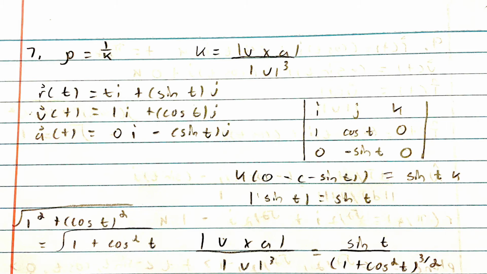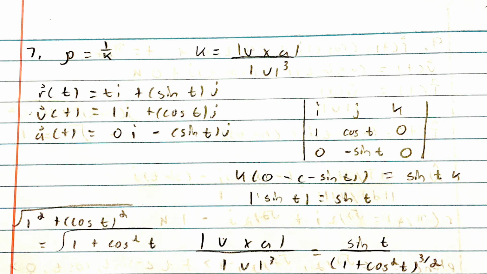And now we need to cross the v and the a vectors. So we set this cross product up here. The cosine is going to cancel out with the 0 due to cofactor expansion, and you're just left with sine t k. But we only need a magnitude for this equation for kappa, so we can just disregard that k. So now that we have that sine t, we need to put it over the magnitude of the velocity cubed.